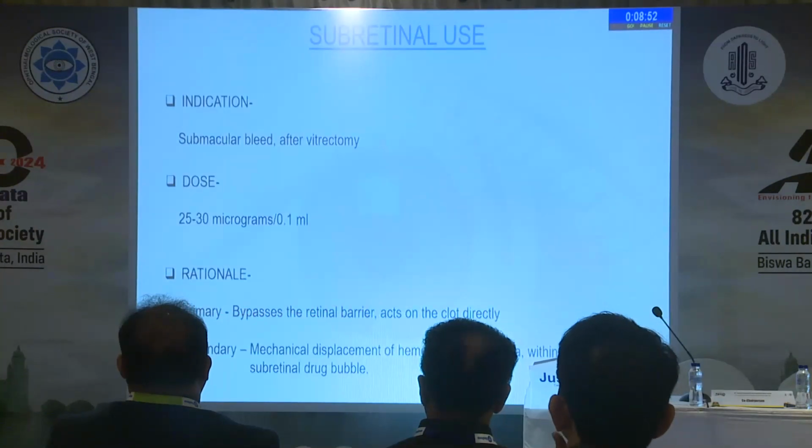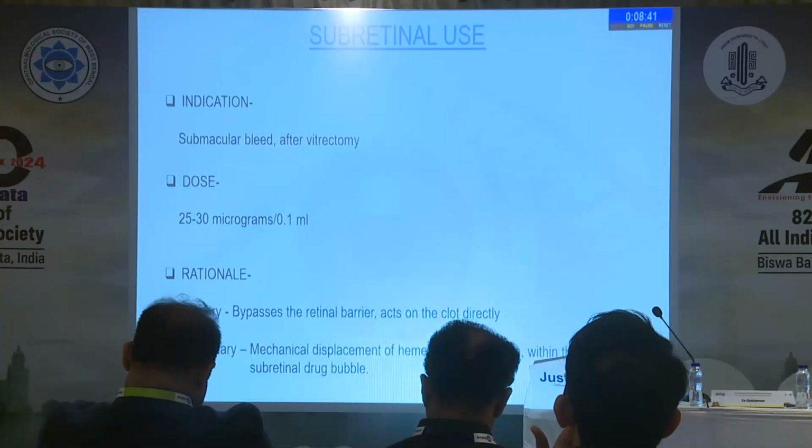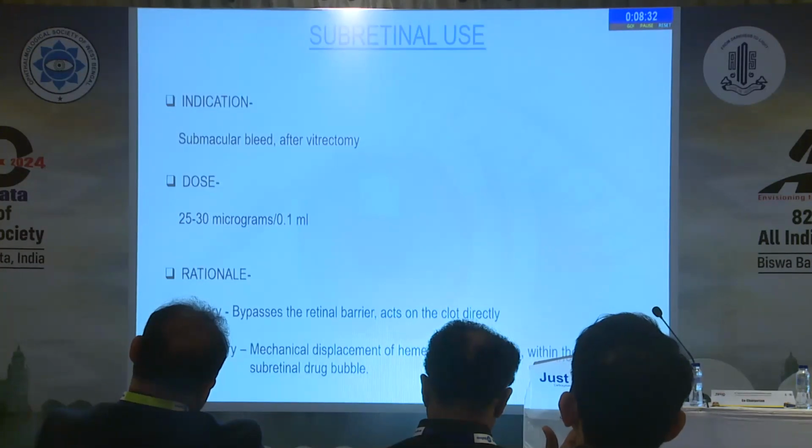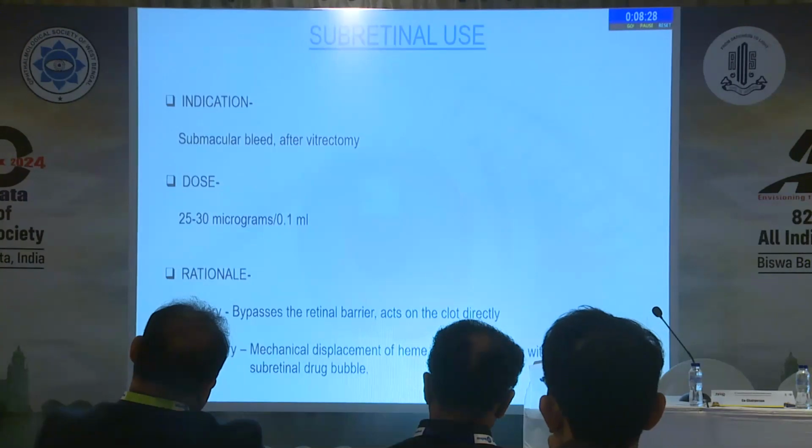So a more specific use is a subretinal use, and this is where the entire roadblocks come into play, because any given day this has a much more selective, specific, and nearly 100% rate of acting. The rationale being it bypasses the retinal barrier and acts on the clot directly, and secondarily the mechanical displacement of heme away from the fovea within the subretinal drug bubble also helps to clear out the blood away from the fovea. The dosage that I use is 25-30 micrograms per 0.1 ml.